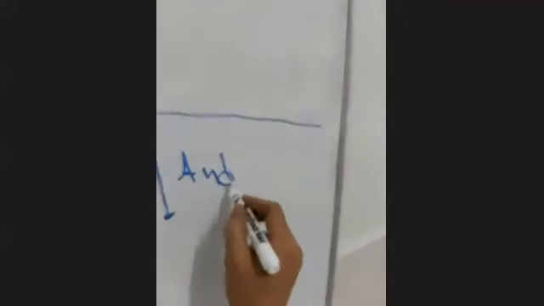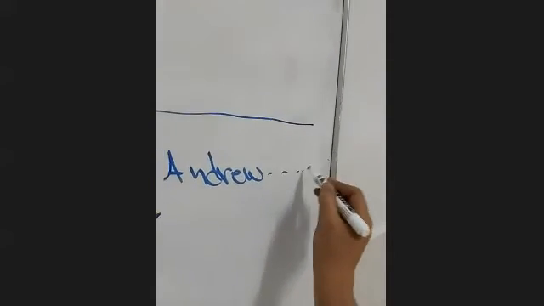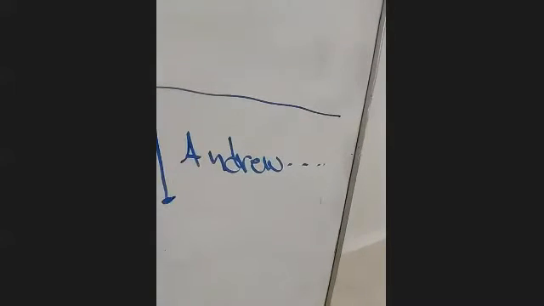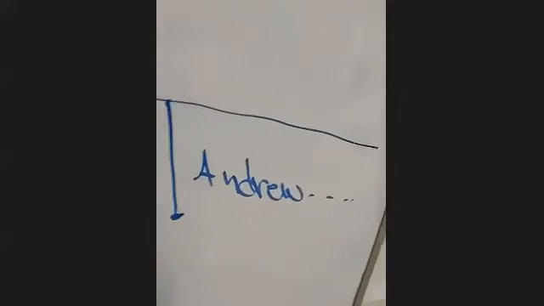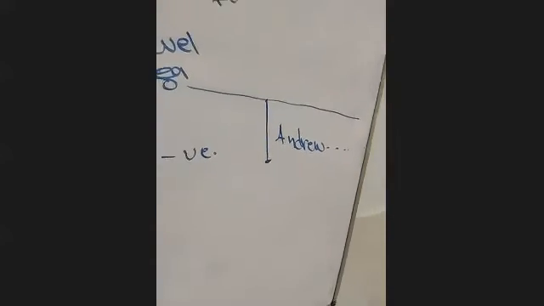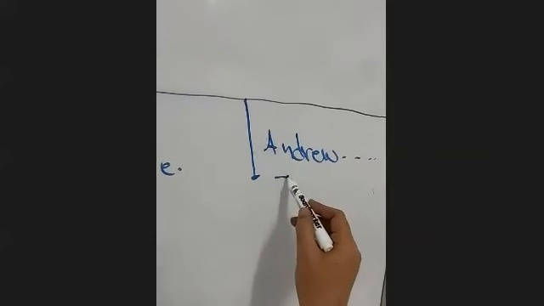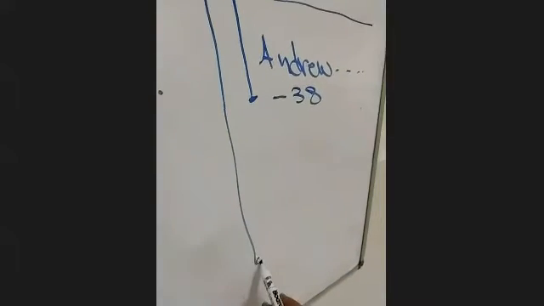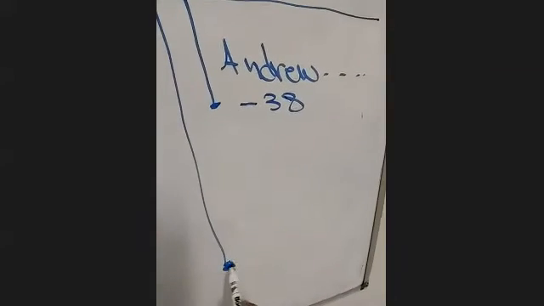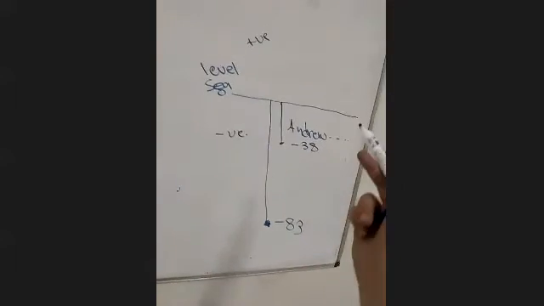Andrew and his father. What's the elevation of Andrew and his father, Ahmed? Negative 38. Right? And the canyon down, what is the elevation of it? Negative 83. See? This is the sea level.